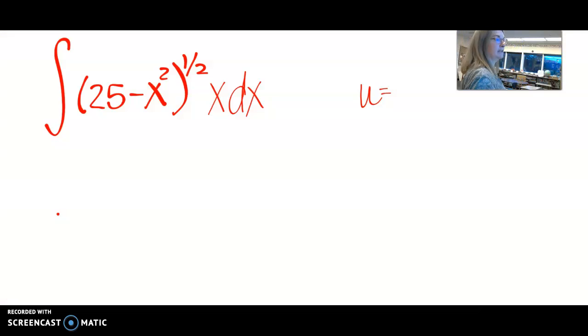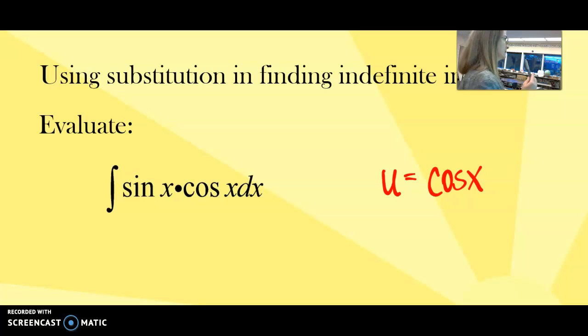Okay, let's do one that has a trig function in it. So here we have sine of x times cosine of x. Sine of x has a derivative of cosine of x. Cosine of x has a derivative of negative sine of x. So actually you could let either sine of x or cosine of x be u. But if I let u equal cosine of x, then I'll just do this, and it'd probably be easier to let u equal sine of x, because you save this one step here.